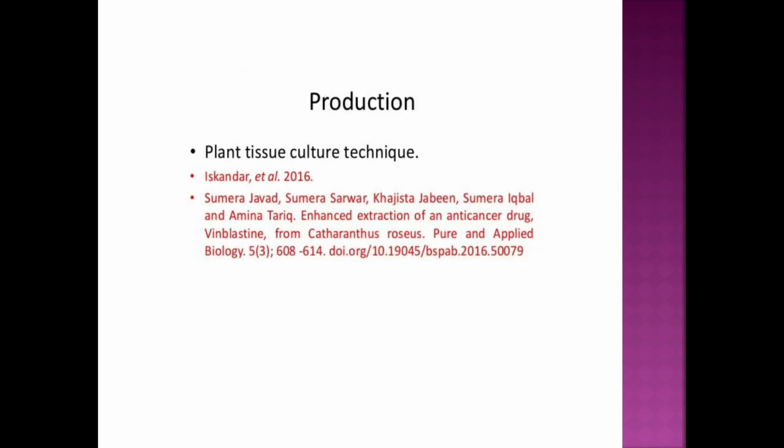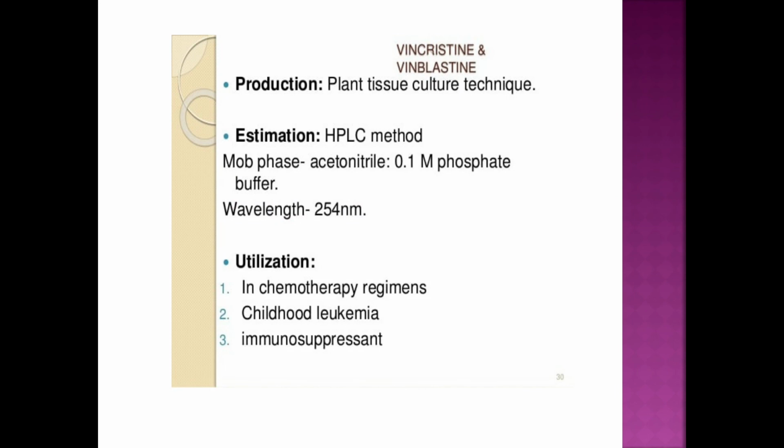Production is obtained from the plant tissue culture technique. There is some literature review from which the production details can be taken. So vincristine or vinblastine is obtained from the plant tissue culture technique.